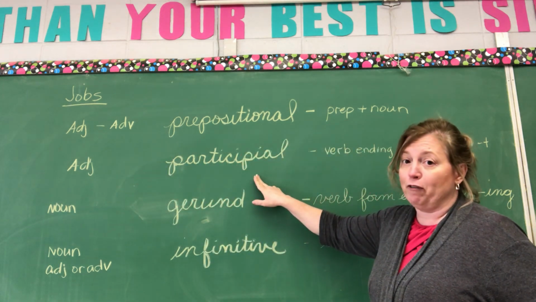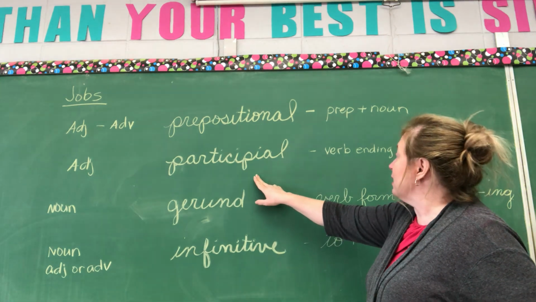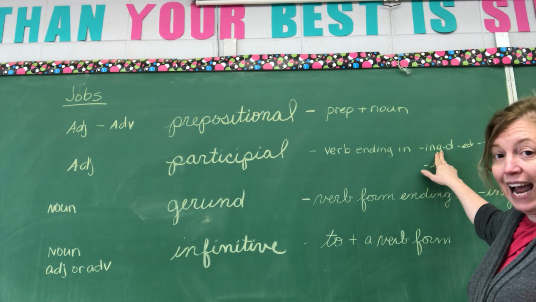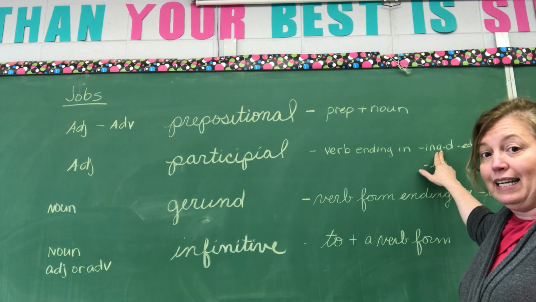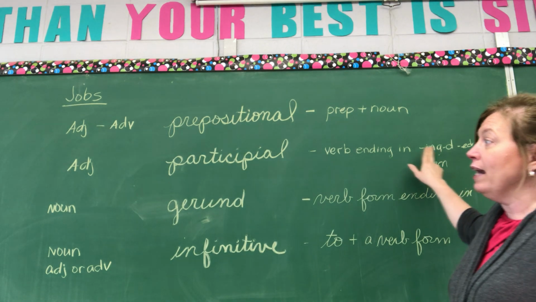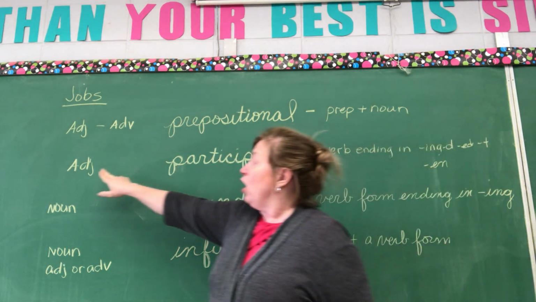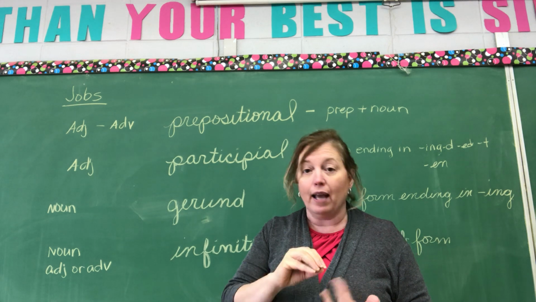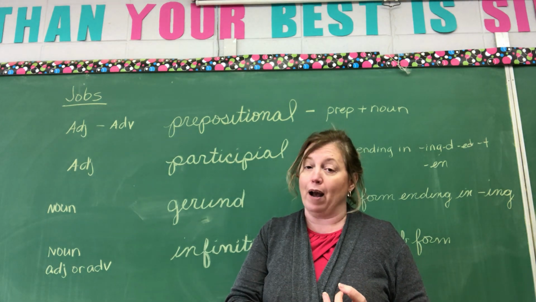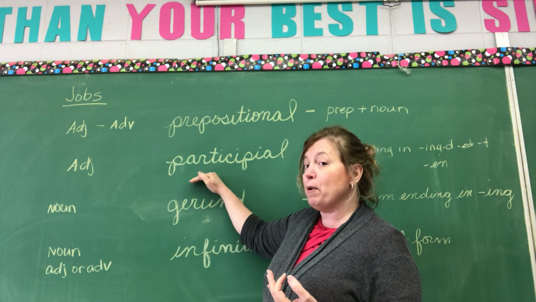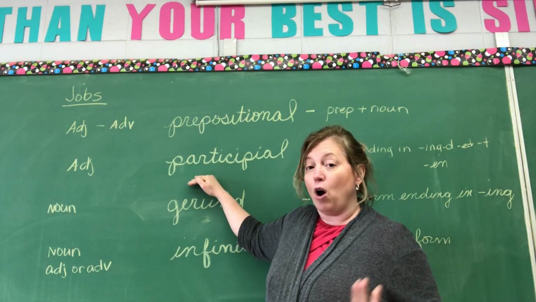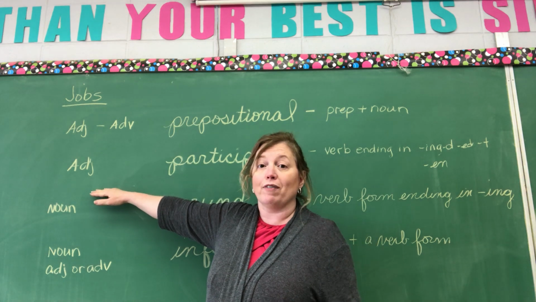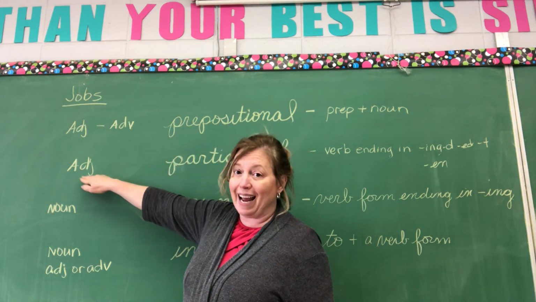Then we have participial phrases. Participial phrases, again, they have a verb. They are a verb with an ending that ends in ing, d, ed, en, or t. Okay? Participial phrases are going to be adjectives. That means they're going to describe a noun or a pronoun. So participial phrases are always going to describe or modify a noun or a pronoun because they're going to serve as an adjective. Their job is to be an adjective.